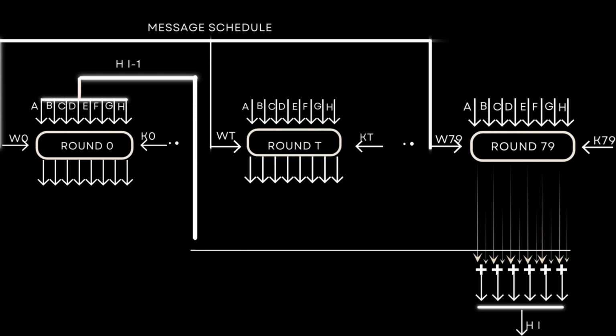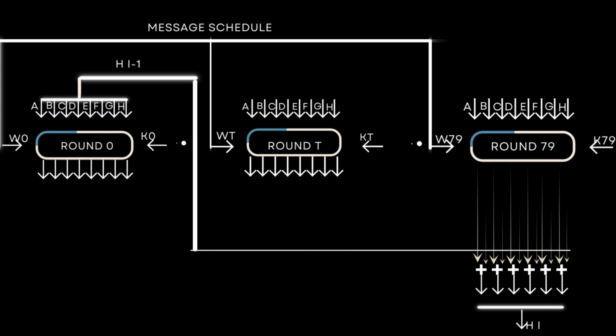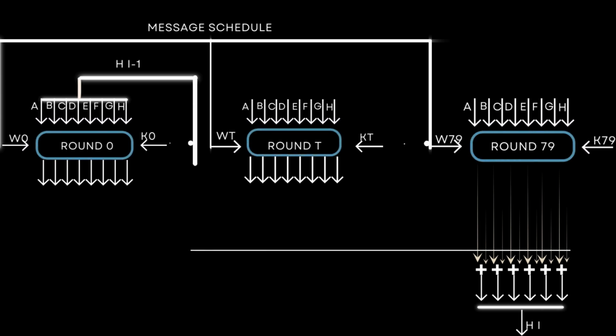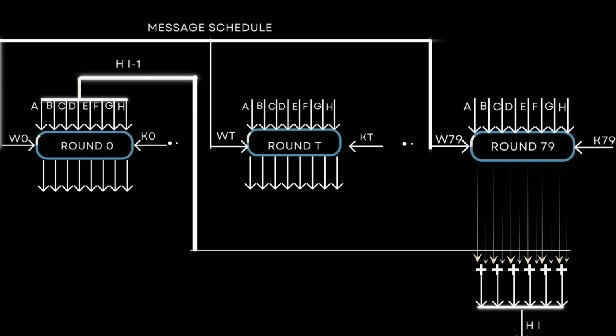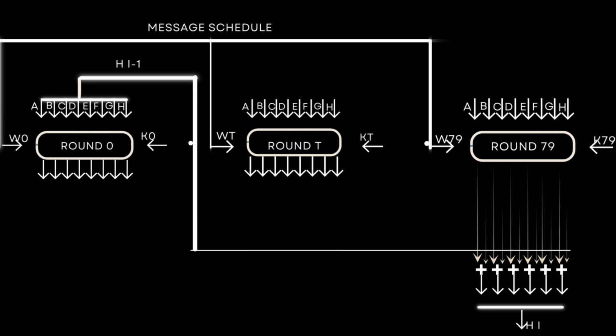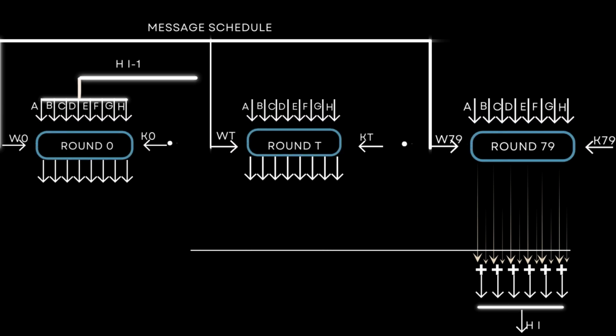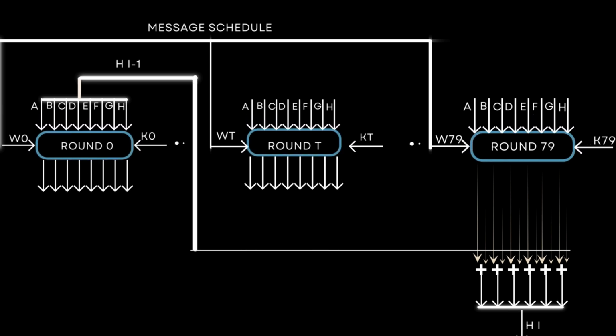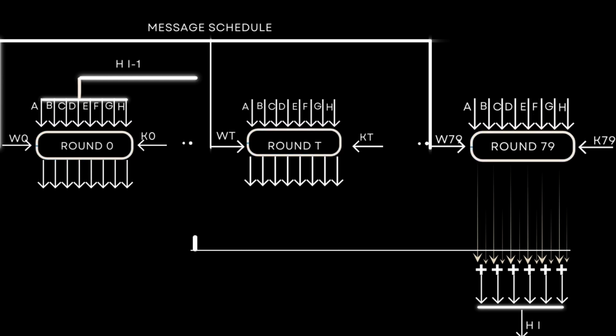The third step is additive constants. Each round employs an additive constant, Kt, specific to that round. These constants are derived from the fractional parts of the cube roots of the first 80 prime numbers. They introduce randomness into the process, preventing regularities in the input data from affecting the output.